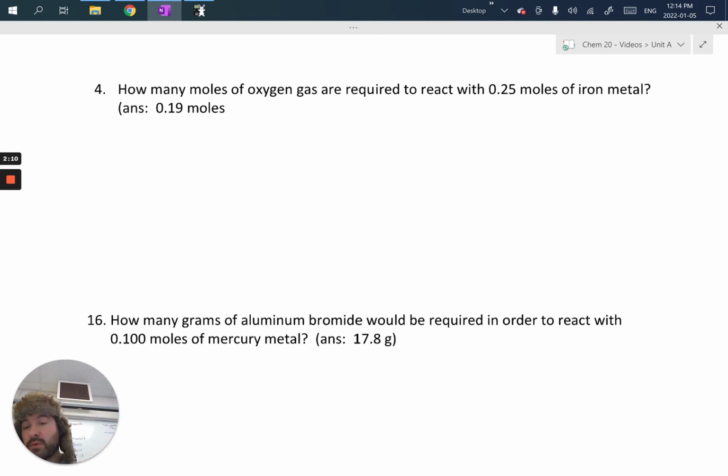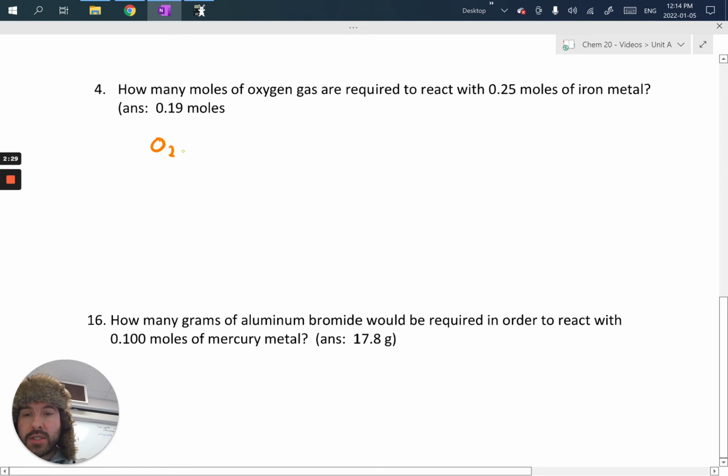So first one is number 4 here, and this is a real simple mole-to-mole basic stoichiometry question. So the question says, how many moles of oxygen gas are required to react with 0.25 moles of iron metal? So in order to solve this, we need a balanced chemical equation. And so let's do that.